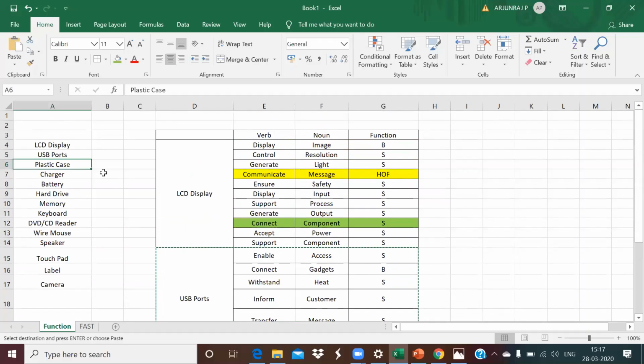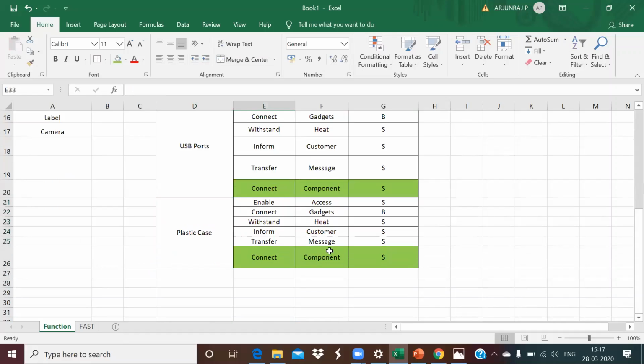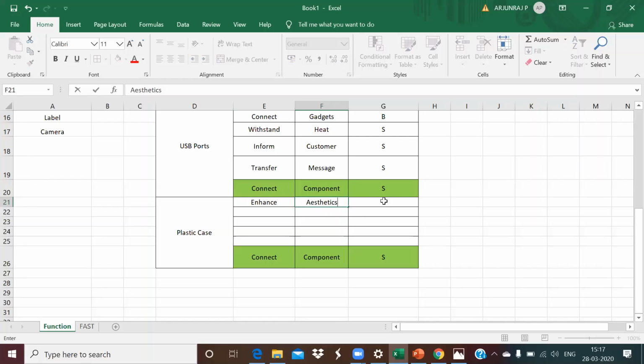We have the plastic case. So again, here also we need to connect the component, which is the secondary function. Withstand heat. Support display. It will also enhance aesthetics. So it's having the plastic, which also enhances aesthetics. Enhance appearance, or enhance aesthetic appearance.